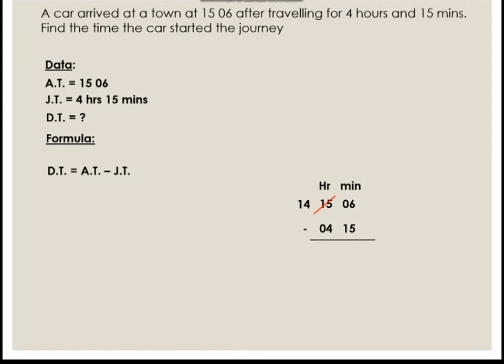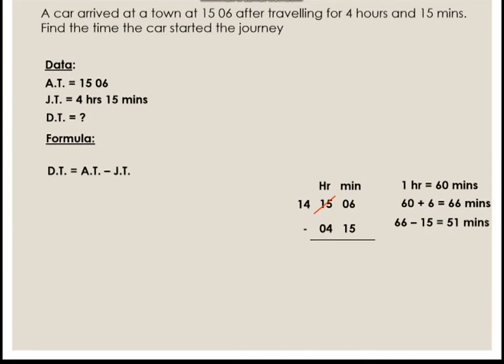So now, what is it coming? 51 minutes. Now for the hours, 14 minus 04. We are able to subtract because 14 is greater than 4. So what is it coming? 10 hours. What is the departure time? 10:51. So the answer is the same, but the method is different.